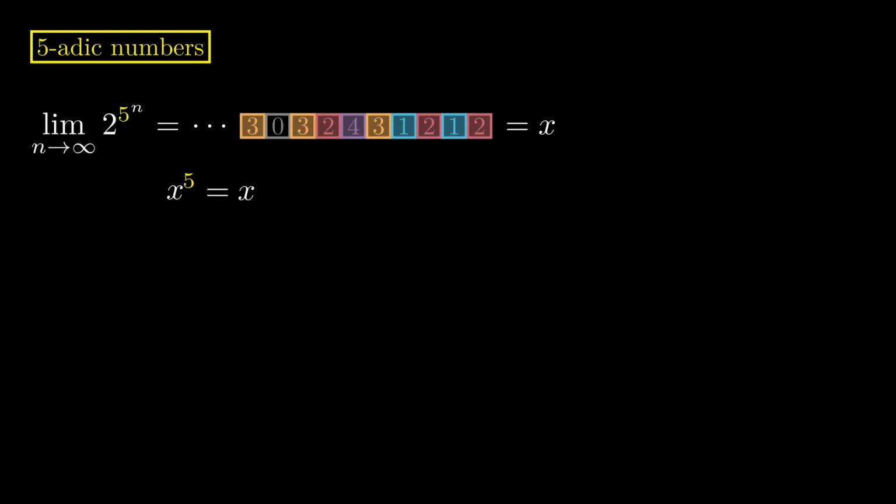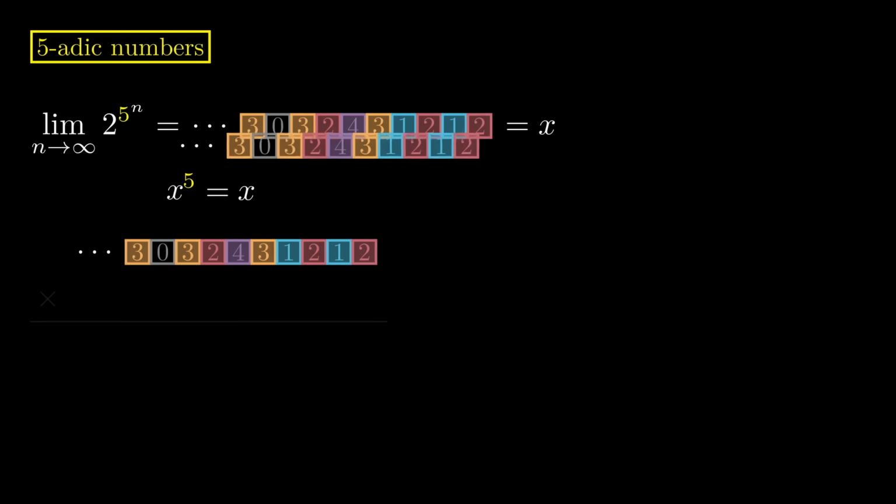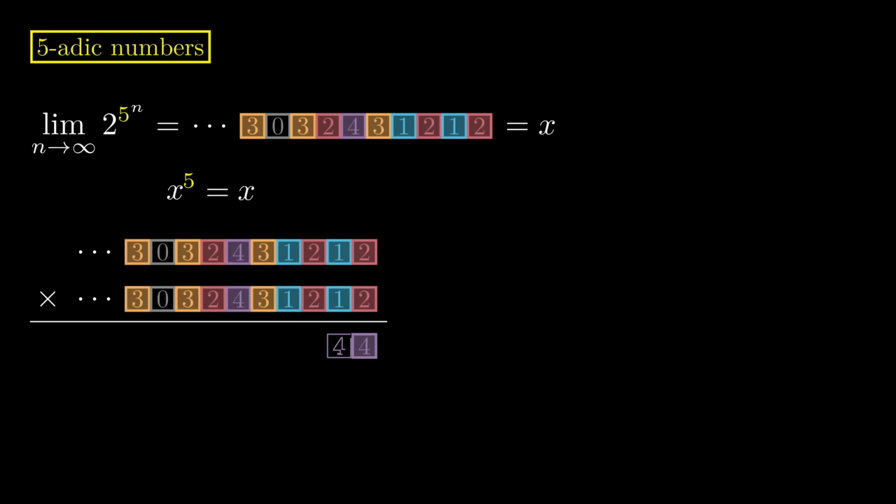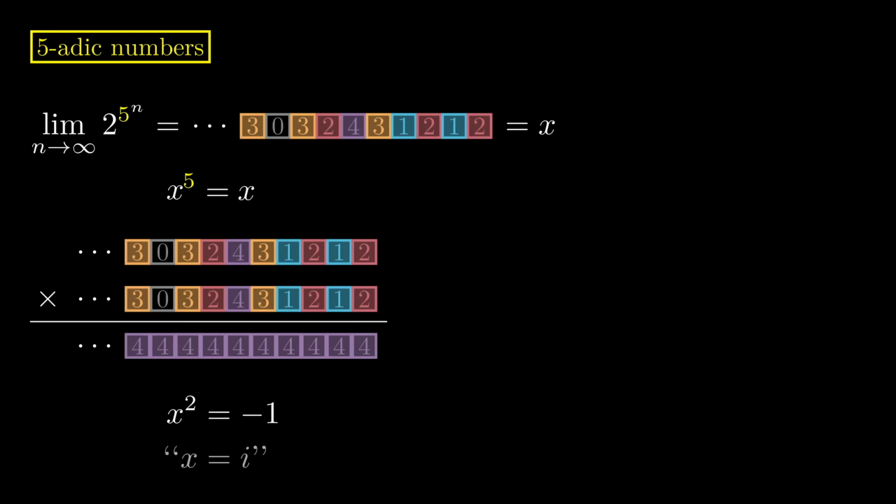Can we say anything more? Let's square x like we did for the 10-adic limit earlier. When we add 1 to this number consisting of all 4s, we get 0. So this number is -1. This means that x squared is -1. So this limit is the analog of i. It's the square root of -1. This is extremely different from the real numbers. In the real numbers, there is no square root of -1. But in the 5-adic numbers, there is.